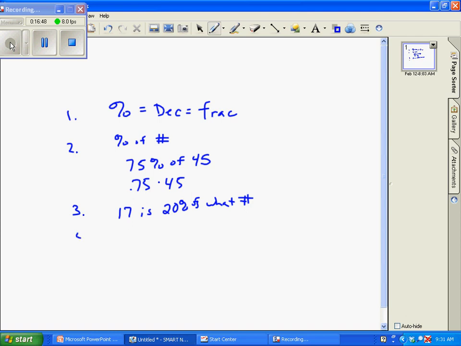Okay? Topic number 4 is finding the percent. So I say, what percent of 17 is 8? I'm looking for the percent. Okay, topic 5 is the percent of change. Big idea there is, who knows what formula I talked about again and again and again.